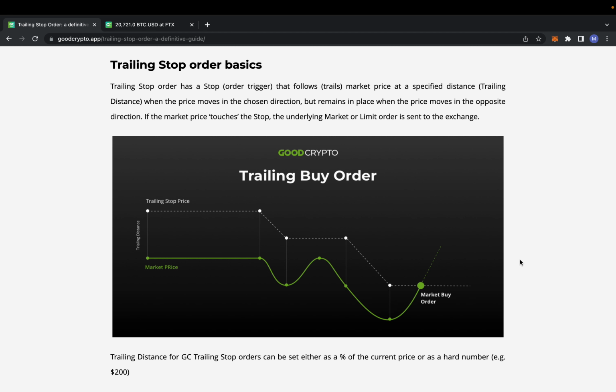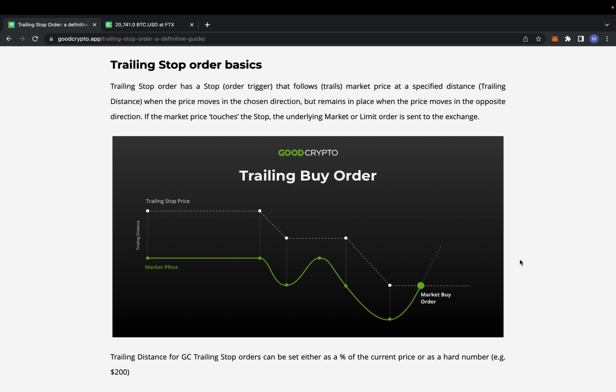And today we're going to look at trailing stops and see what they do and how they work, to unpack them and understand them. And in reality, they're not that difficult to understand. So let's begin.